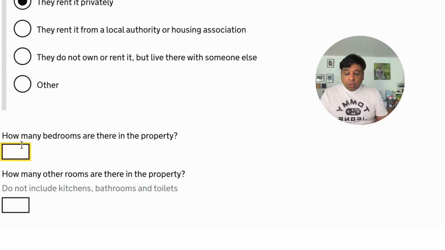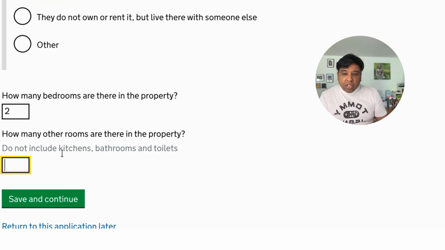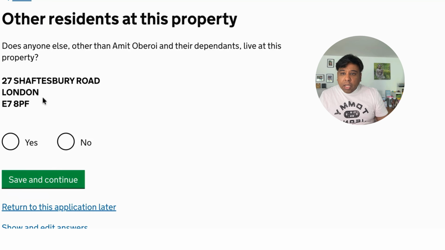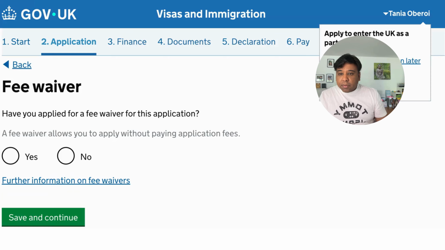How many bedrooms? Here you need to write how many bedrooms there are. Imagine there's a two-bedroom. How many other rooms, like kitchen, bathroom? There is one kitchen, one bathroom, and say it has two rooms. Does anyone else other than Amit and other dependents live at this property? Extremely important, so please check with your husband. The answer should be no. If Amit has privately rented the property to somebody else, then you have to include the details of that person.